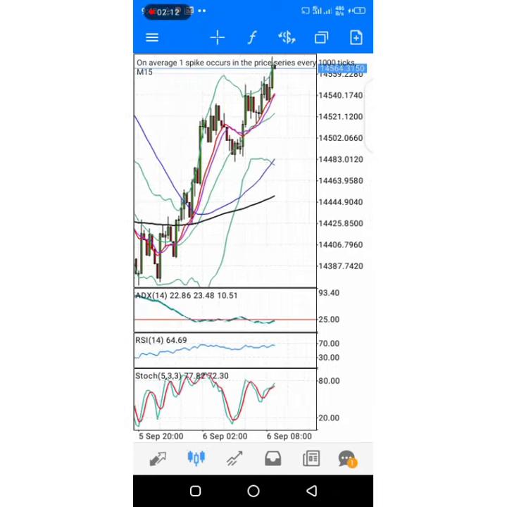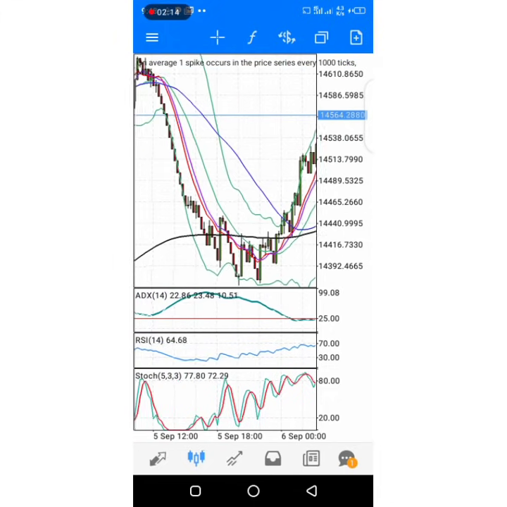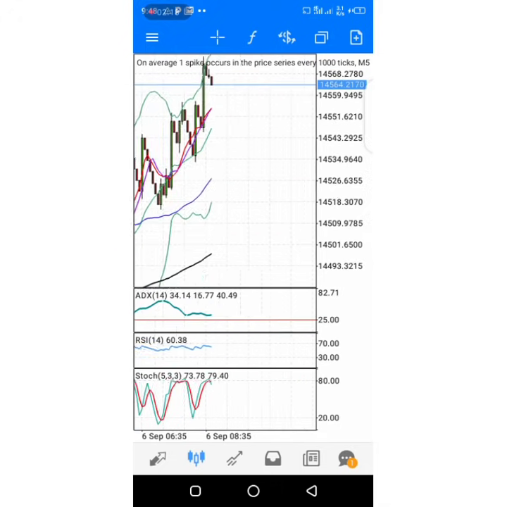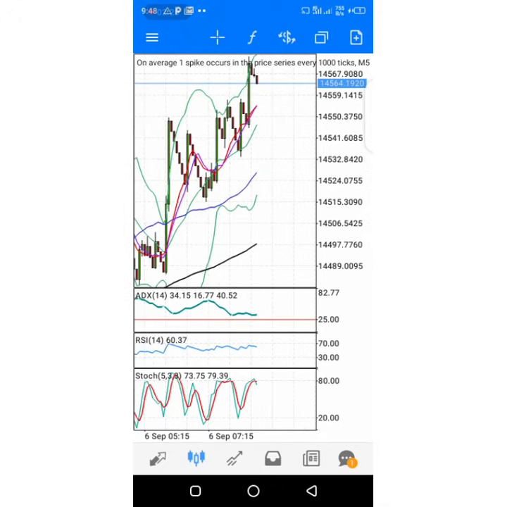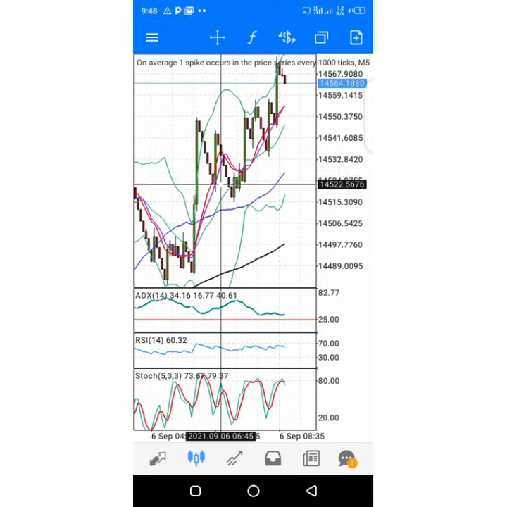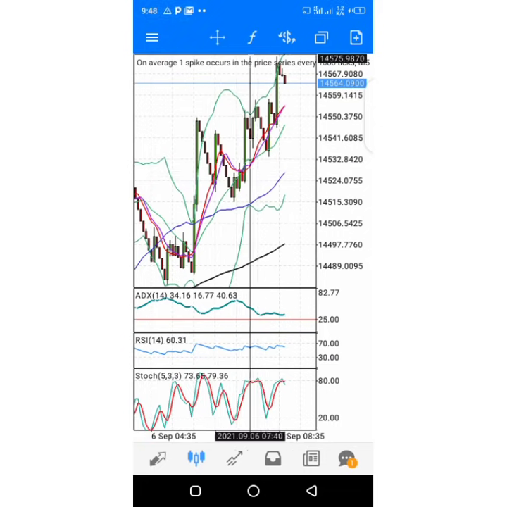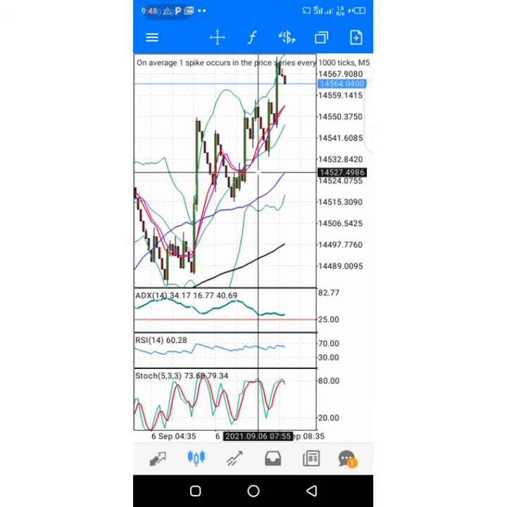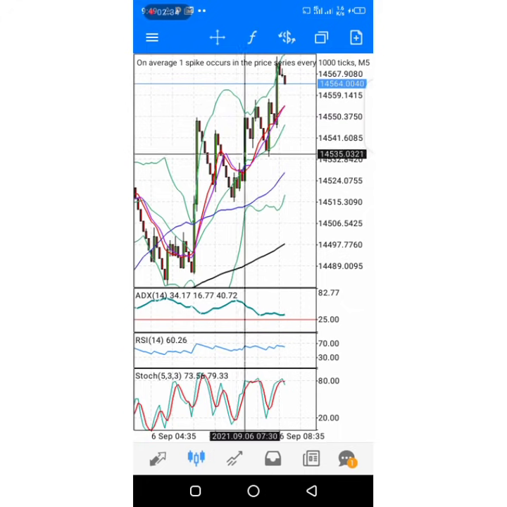So check your M15 also. M15 is free. Your M5 is also free. That means that's when you have thoroughly analyzed it. If you know to see, when it reaches your middle Bollinger Band, there's always a reversal. There's always a reversal. The same thing goes for your lower Bollinger Band and your upper Bollinger Band.